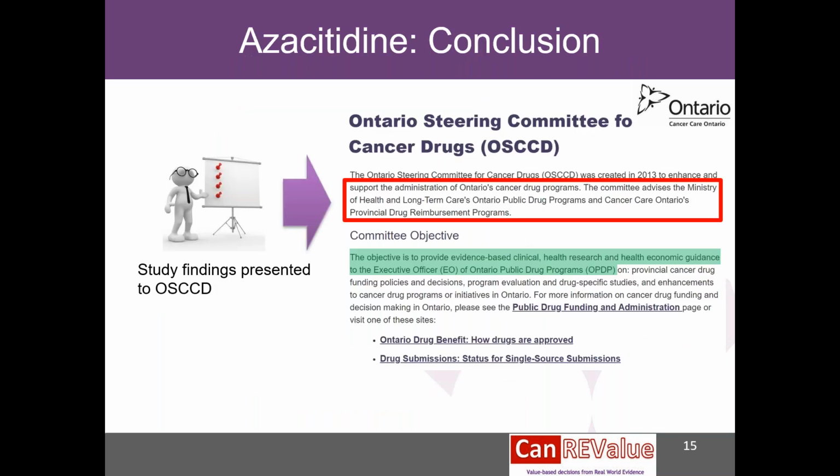So, in fact, with the findings, we were able to review the data and the analysis with a group called the Ontario Steering Committee for Cancer Drugs, which is an Ontario-specific health technology assessment committee. They have clinicians, health economists, pharmacists, and also patient representation. When there are cancer drug related issues that require deliberation and possibly voting, often it will come to this committee. And so they had the opportunity to review this particular real-world evidence analysis.